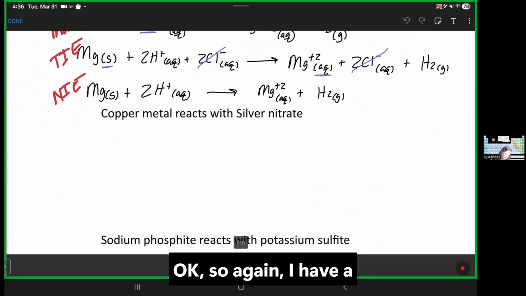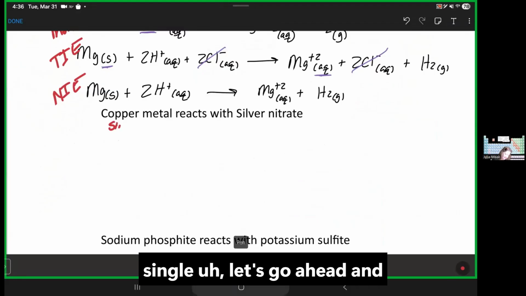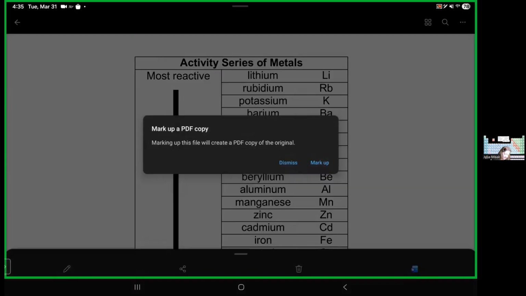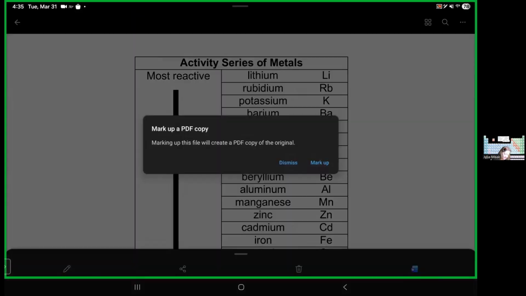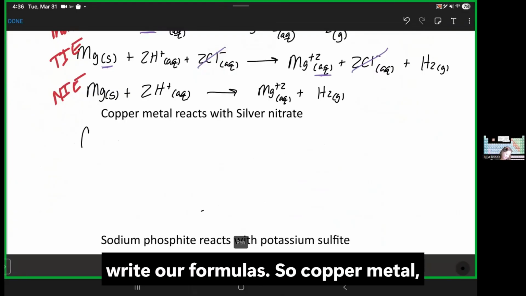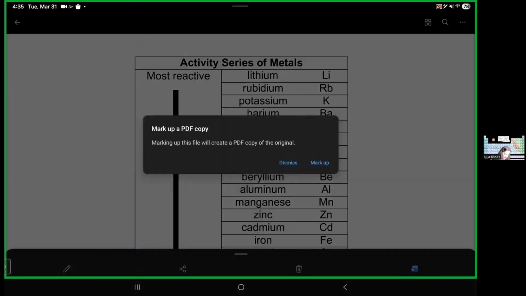Okay, so again, I have a single replacement, so let's go ahead and write our formulas. So copper metal, I have copper. It's a metal, so it's a solid. It reacts with silver nitrate, so silver and nitrate. Silver is a +1, nitrate's a -1. So if I swap those, they already equal 0. That formula is good.